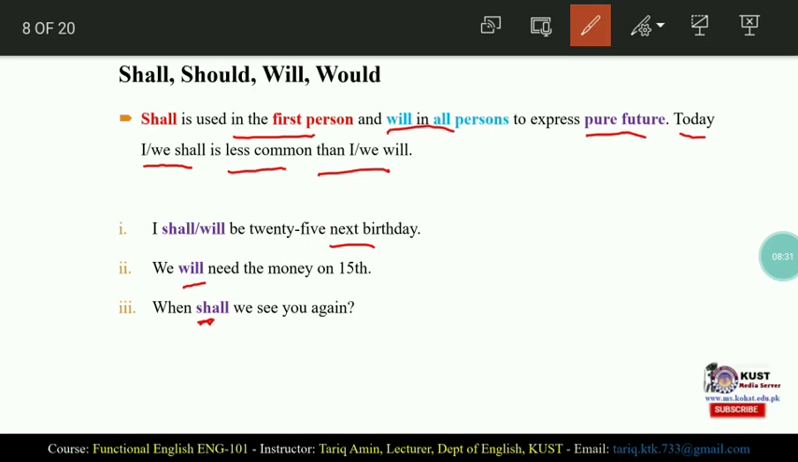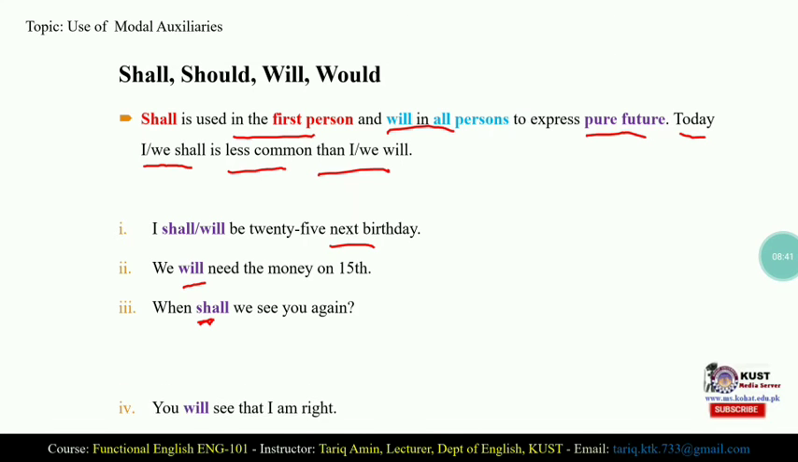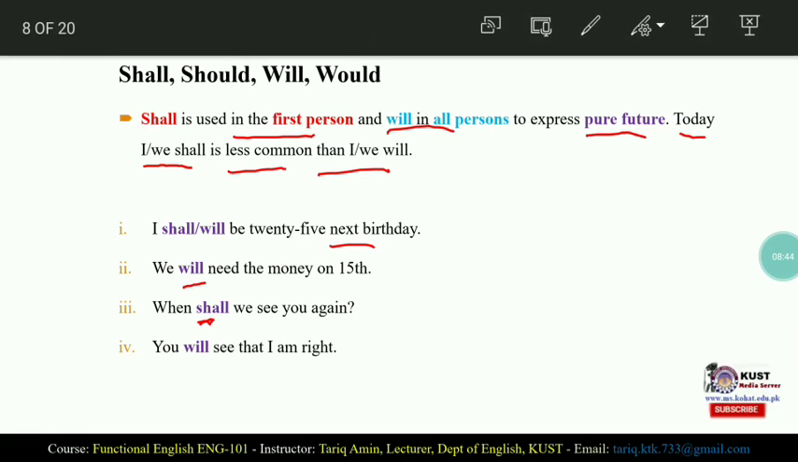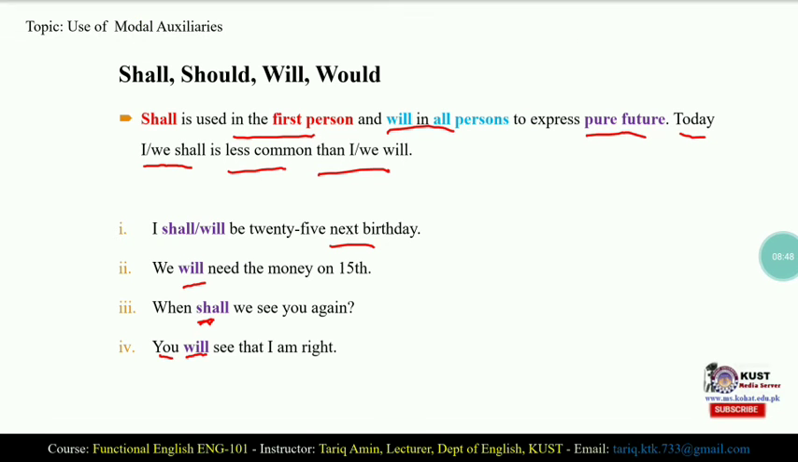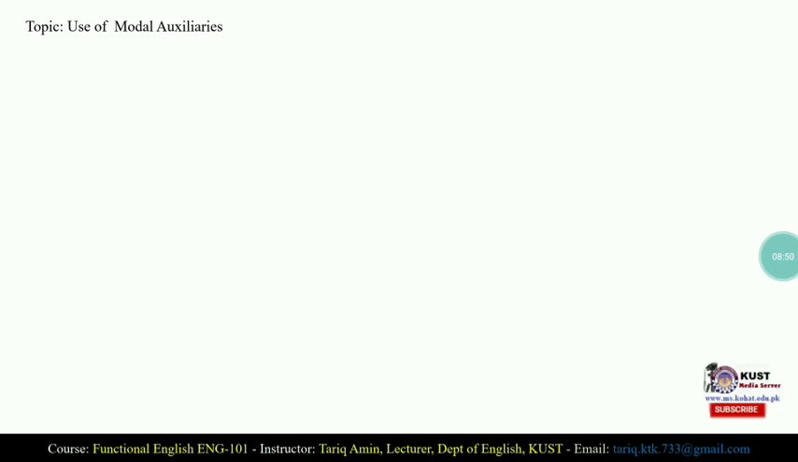And we can see that shall is used with we. In the second example, will is used with we. So will is used with all persons and shall is used with the first person. You will see that I am right. In this example, will is used with you and refers to pure future.